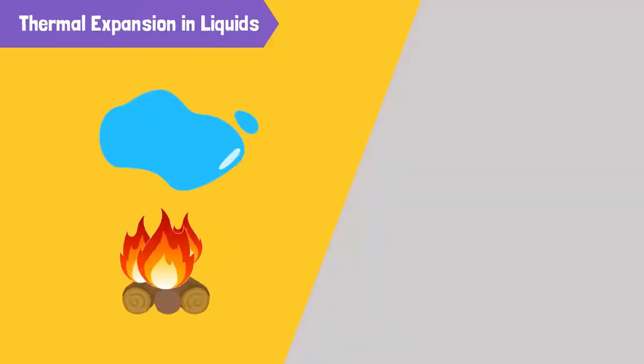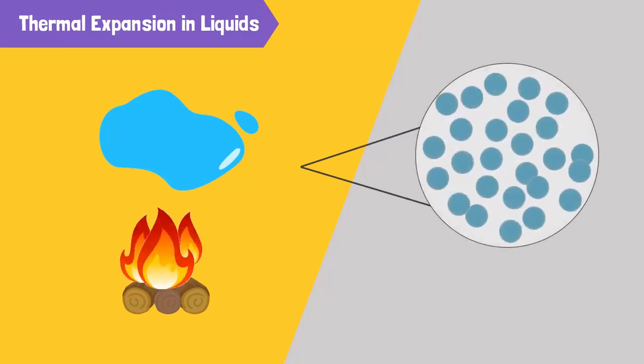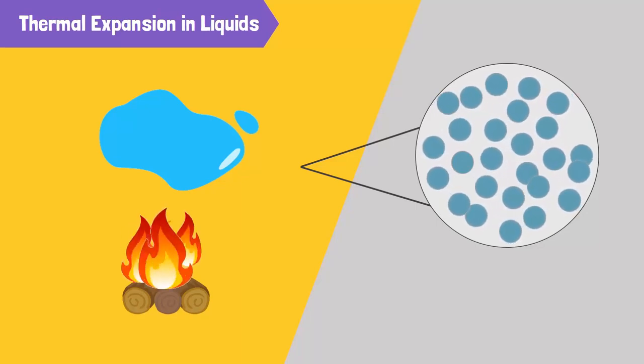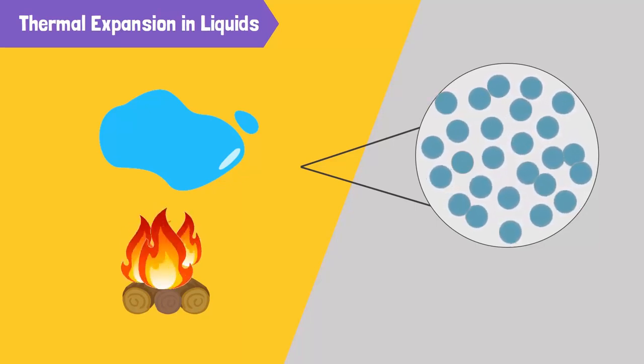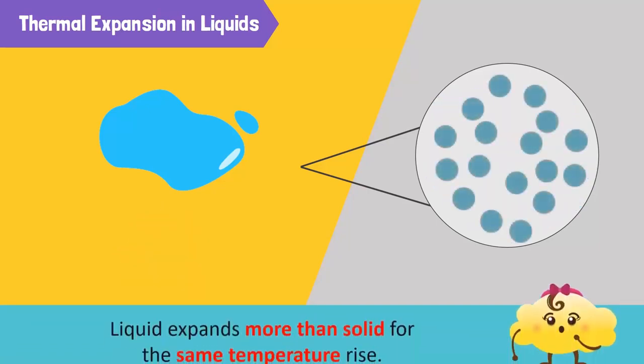Next, let's study thermal expansion in liquids. Like solids, liquids also expand when heated. However, since liquid particles are usually less tightly bound to other particles, they generally move further than solid particles when heated. Hence, liquid expands more than solid when exposed to the same temperature.